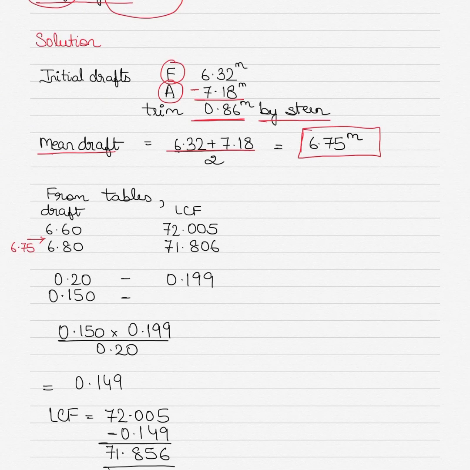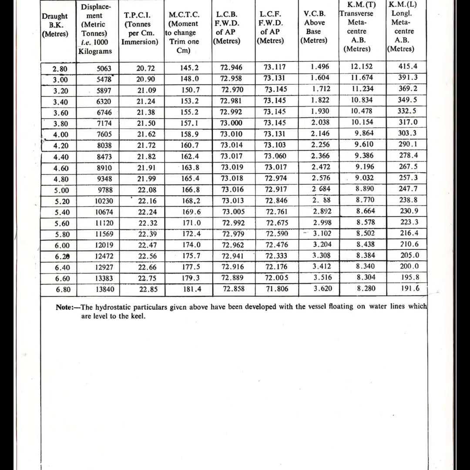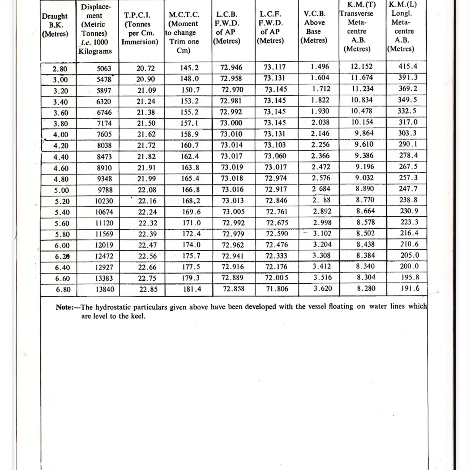So using the mean draft of 6.75 meters, you go into the hydrostatic tables for motor vessel Hindship and you find out the LCF value for the mean draft of 6.75 meters. So if I go into the hydrostatic tables here, you can see that the draft of 6.75 is not mentioned directly here. What is mentioned is 6.60 and 6.80. So we'll have to do some interpolation.